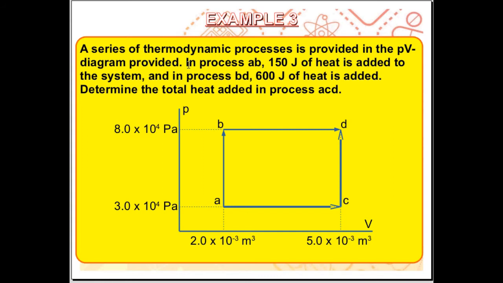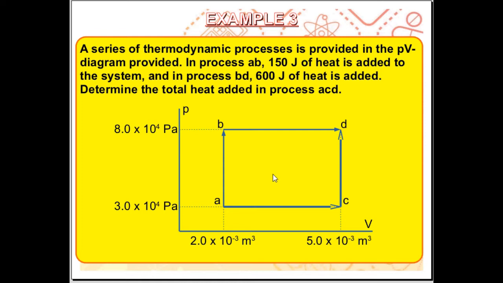The problem tells us that in process AB, from state A to state B, 150 joules of heat is added to the system. Whereas in process BD, from state B to state D, 600 joules of heat is added. Determine the total heat added in process ACD. So ACD, what is the total heat added?